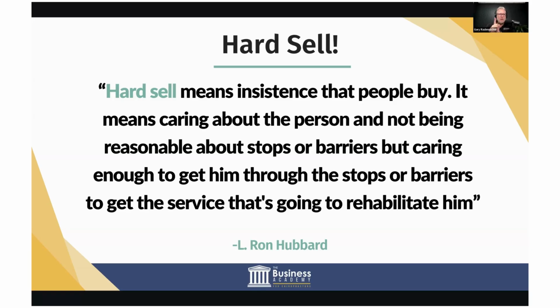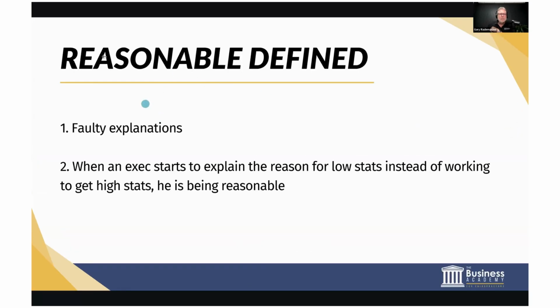The number one reason why we see failed closes, or people who are at 30, 40% close rate, typically is the problem is in the consultation, believe it or not. Now, reasonable just means faulty explanation, right? So when an executive starts to explain the reason for low statistics instead of working to get high statistics, he's being reasonable. So as an example, Dr. Jones, why didn't patient, Mary, the patient, start on care? Oh, it was just too expensive for them.